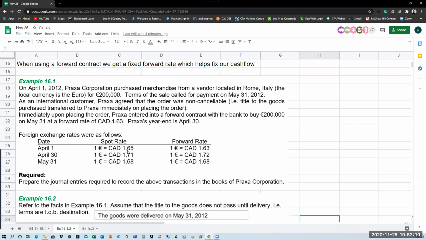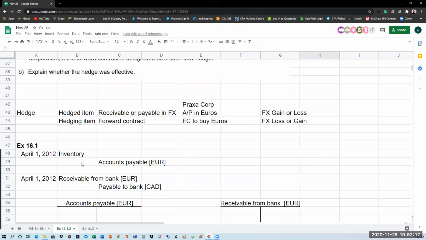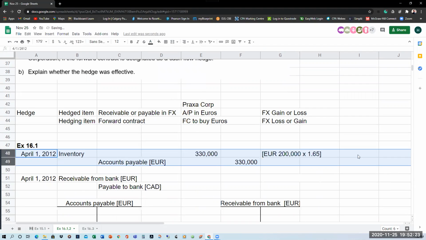Spot rate on the date we place the order, April 1st, is 1.65, 200,000 euros at 1.65. Debit the inventory, credit accounts payable in euros. The equivalent Canadian dollars are 330,000.